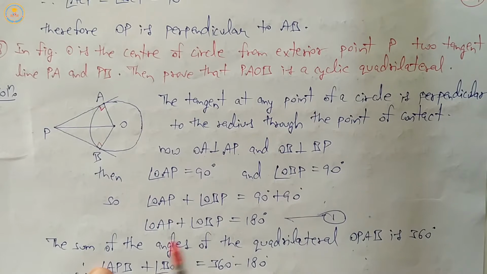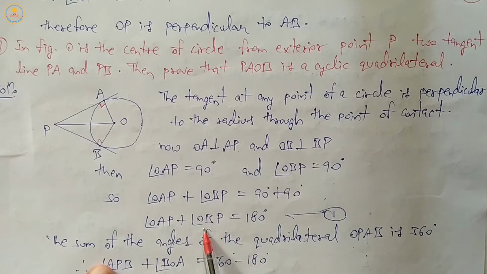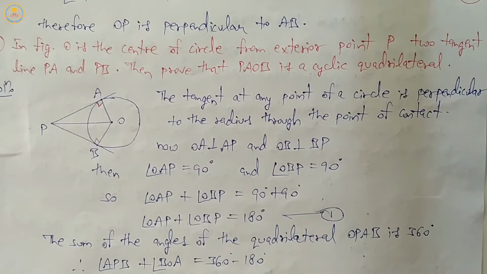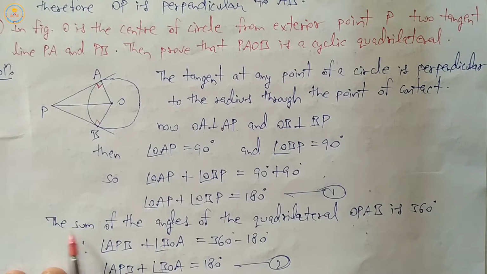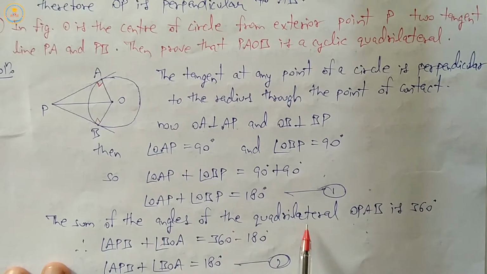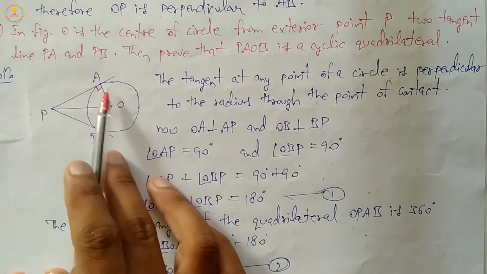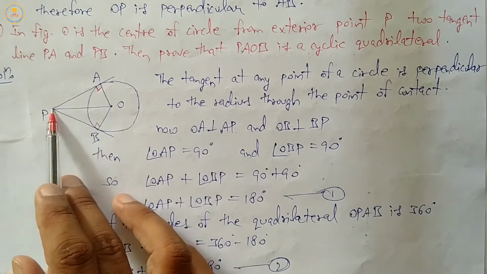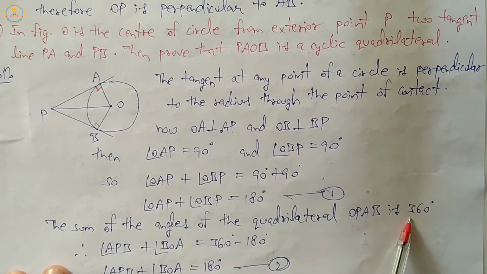90 plus 90. It means angle OAP plus angle OBP equal 180 degree. Equation first. Now the sum of the angles of quadrilateral OPAB is 360. Total angle of quadrilateral is 360 degree.